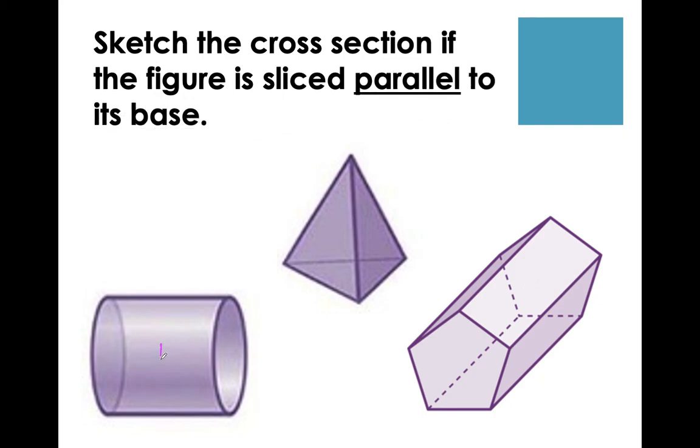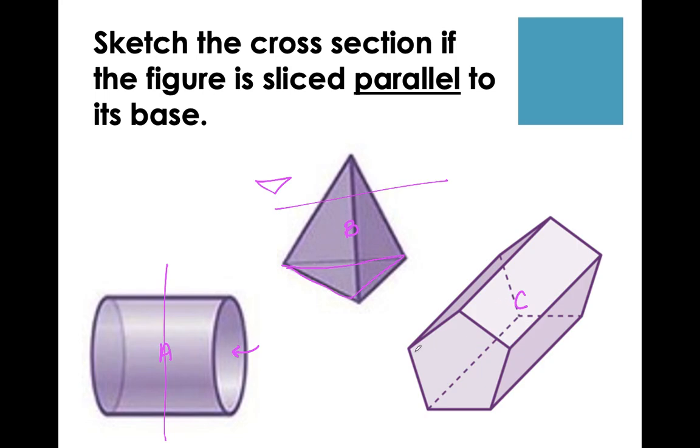Okay, now let's take a look at the same shapes, but let's slice them parallel to their base. Making sure we're very careful to identify what the base is first and then decide which direction the slice is going to go. For this cylinder, the base is the circle. So slicing parallel would go this way, resulting in a circle. For this triangular pyramid, the base is the triangle on the bottom, so slicing parallel would go horizontal side to side, which would result in a triangle.